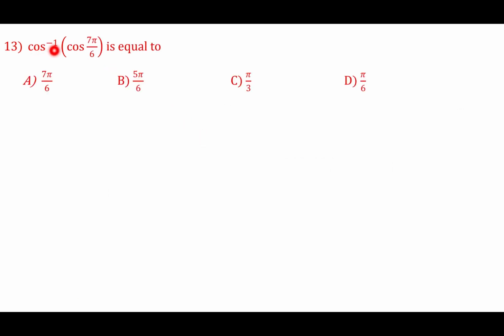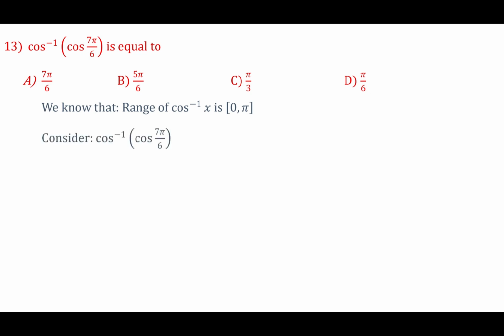Question 13. Cos inverse cos 7 pi by 6 is equal to one of these options. Now check that 7 pi by 6 is 210, which is not in the range of cos inverse, because I know the cos inverse range is 0 to pi. And this 7 pi by 6 is 210, which is not in this range. So I have to rewrite this in such a way that this angle will come in this range.